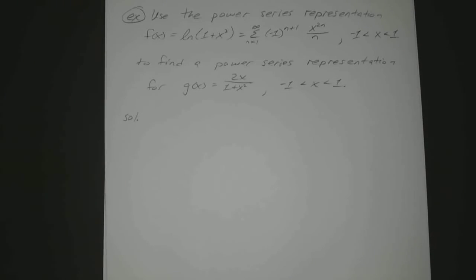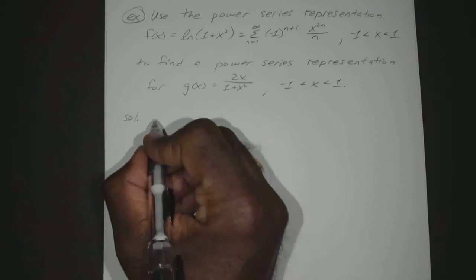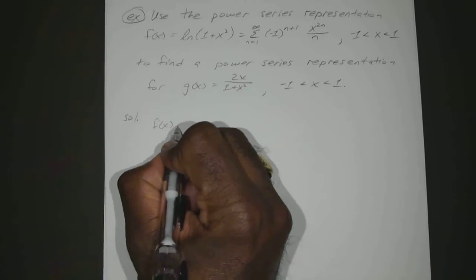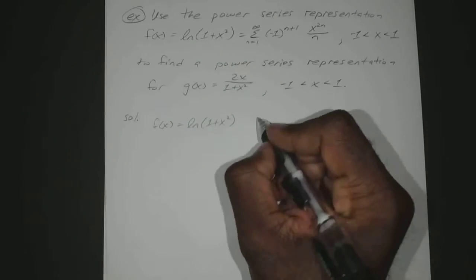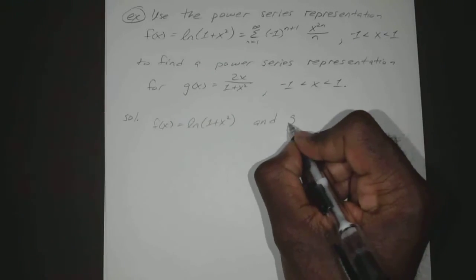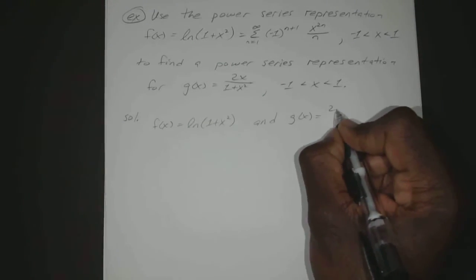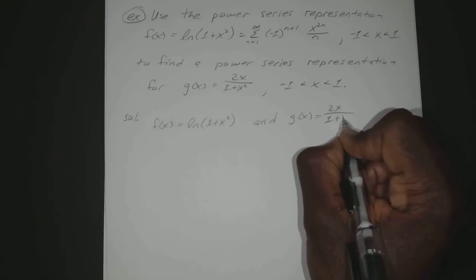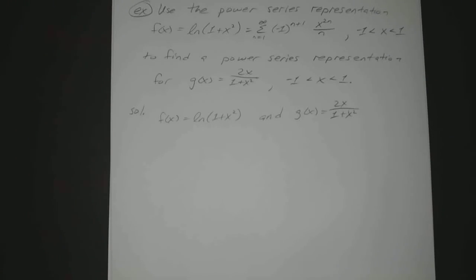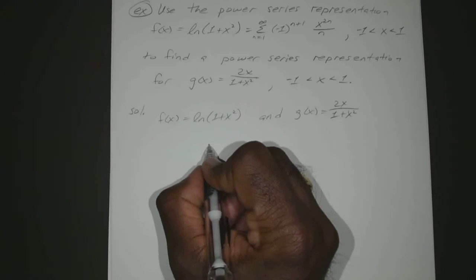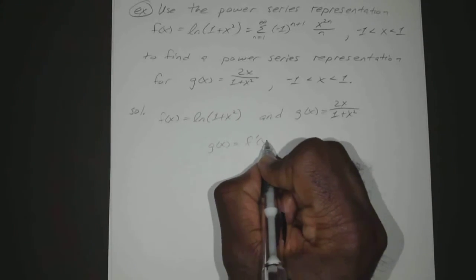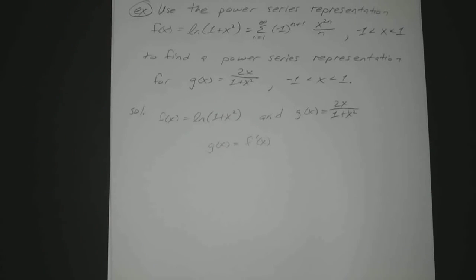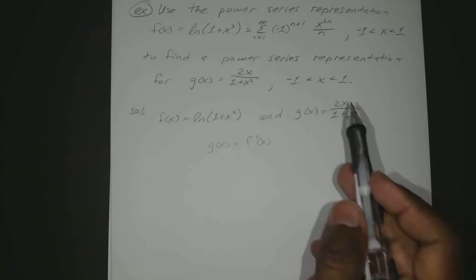Right, so you have the same thing here. You have your f of x, which is natural log of 1 plus x squared. And you have your g of x, which is 2x over 1 plus x squared. So we can see that our g of x is just equal to the derivative f prime of x. Well, the derivative of natural log of 1 plus x squared, which is u prime over u.